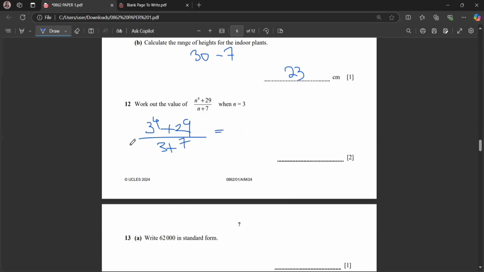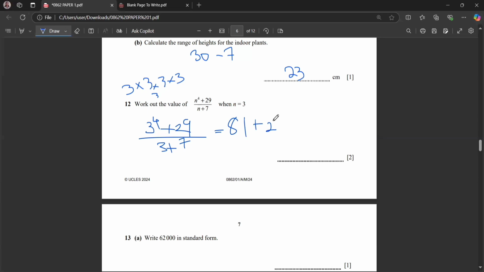Now 3 raised to 4, see, basically what is meant by power is repeated multiplication of the same number. So 3 times 3 times 3 times 3. So 3 is multiplied by itself 4 times, right? So that is what is meant by 3 raised to 4. So 3 raised to 4, it is 3 squared times 3 squared, so 9 times 9, 81. Or 3 times 3, 9, 9 times 3, 27, 27 times 3, 81.